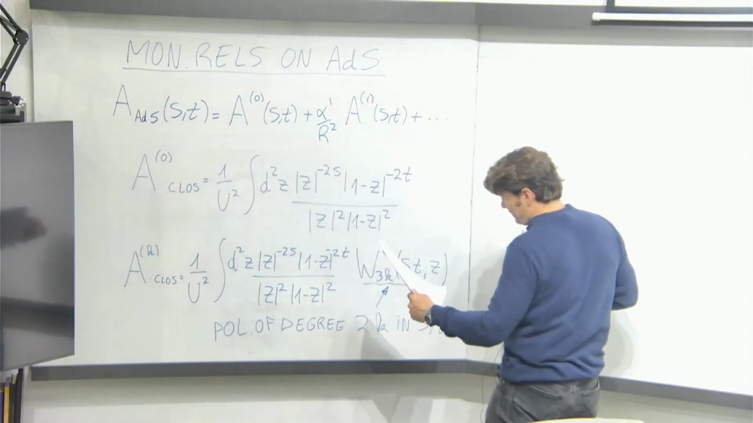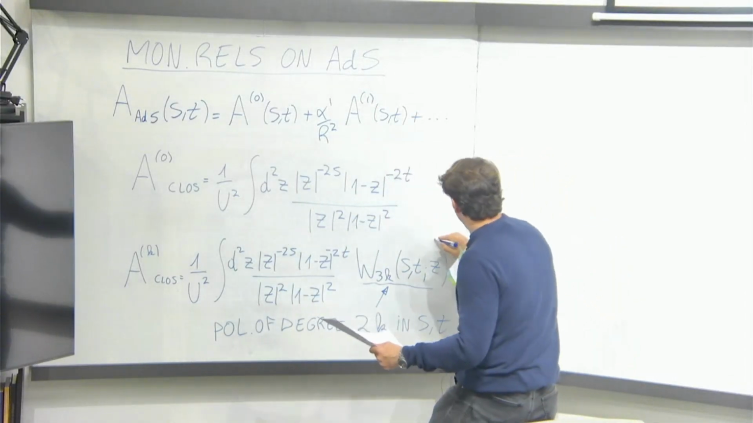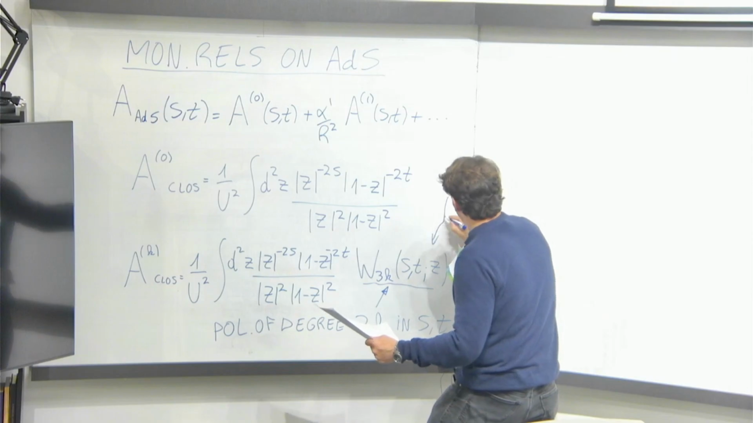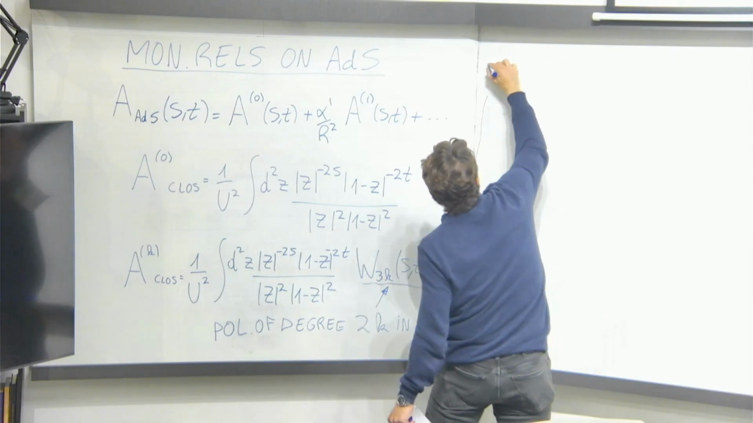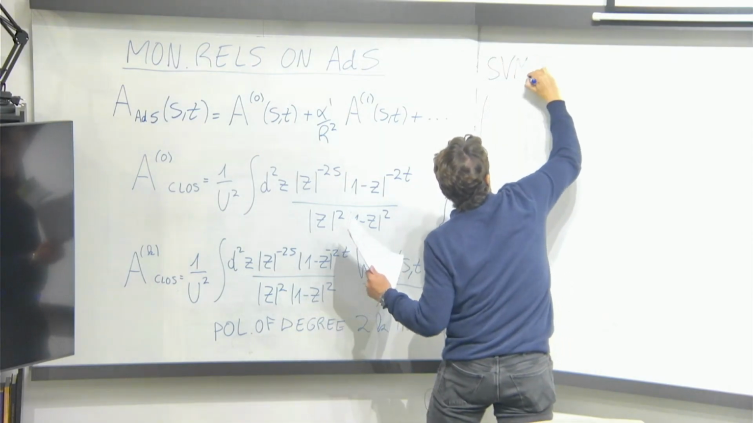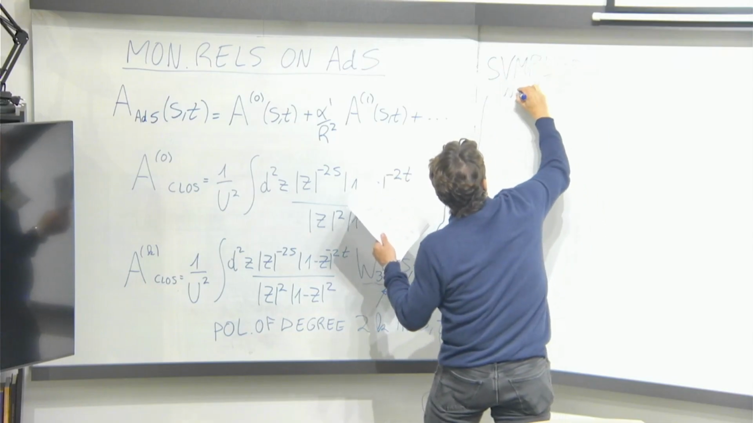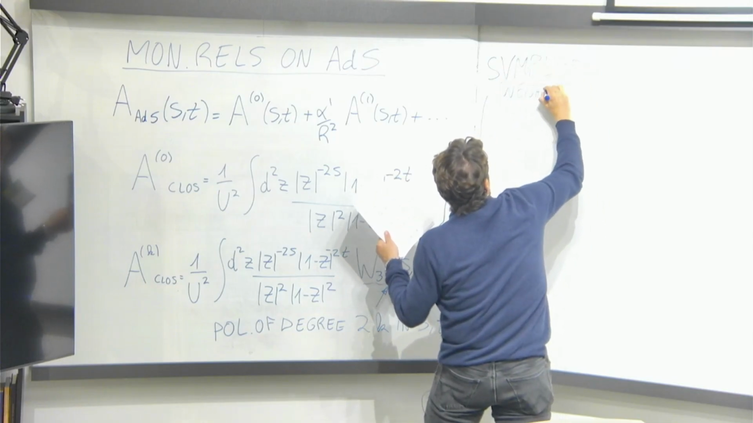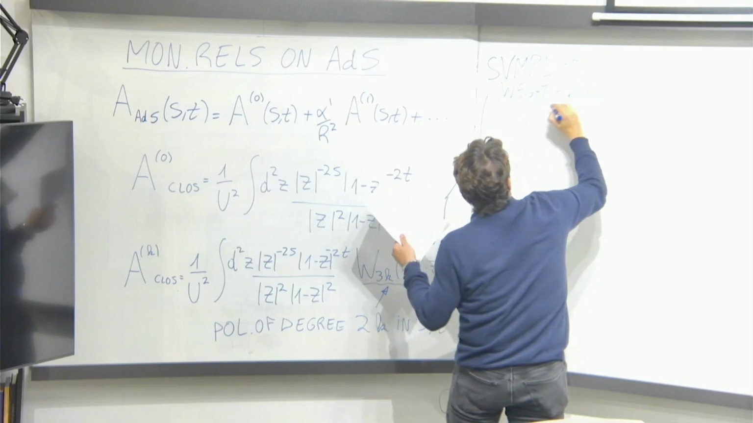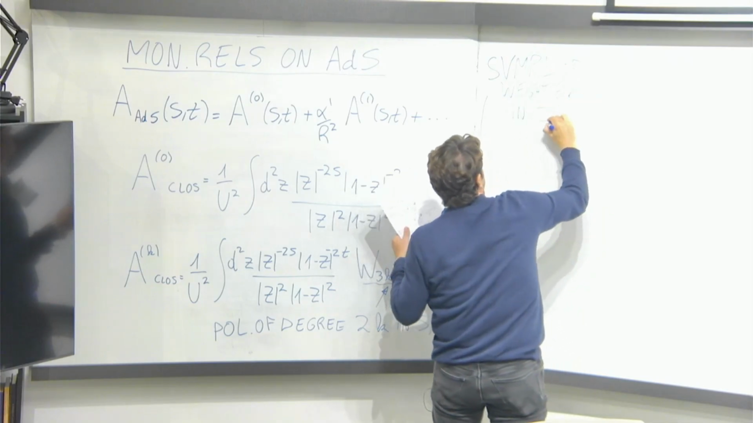and, sorry, my font is very large, one of these single-valued multiple polylogarithms of weight 3K in the variable Z.